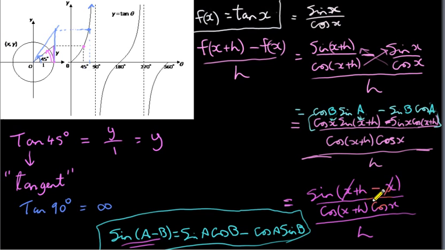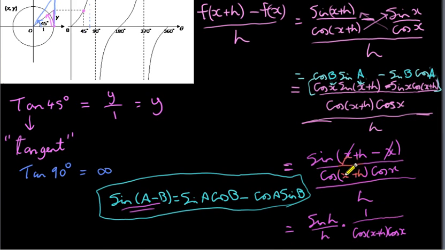So these x's cancel. Now we get sine of h over cos of x plus h times cos x. So here we have it, sine of h over cos of x plus h times cos of x. But all of this fraction on top is divided by h. That's equivalent to multiplying all of this fraction on top by 1 over h.